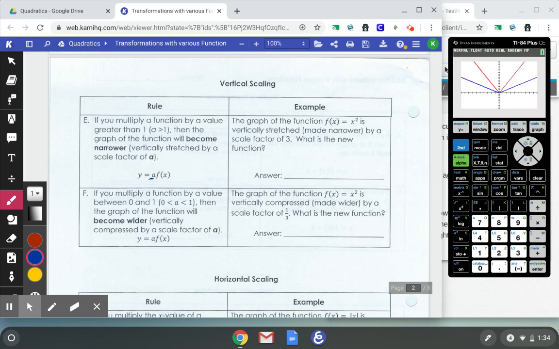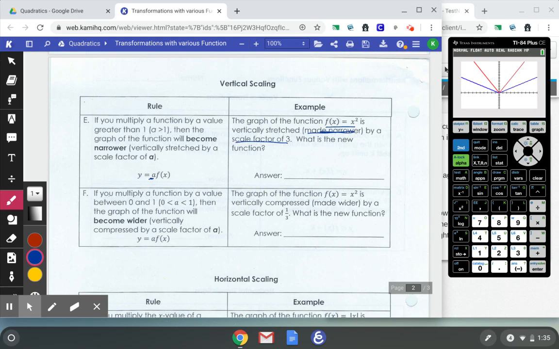So this will be the same case no matter what type of function you use. If I put in the calculator the absolute value of x, but if I did 3 times x squared, so that would mean that f of x was x squared, that would also get skinnier. Oh, look at that. That's my next example here. So the graph of the function f of x equals x squared is vertically stretched. It's made narrow by a scale factor of 3.